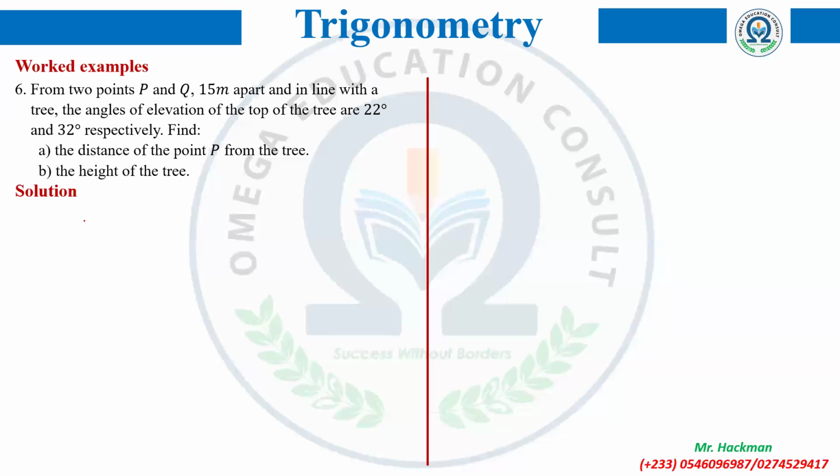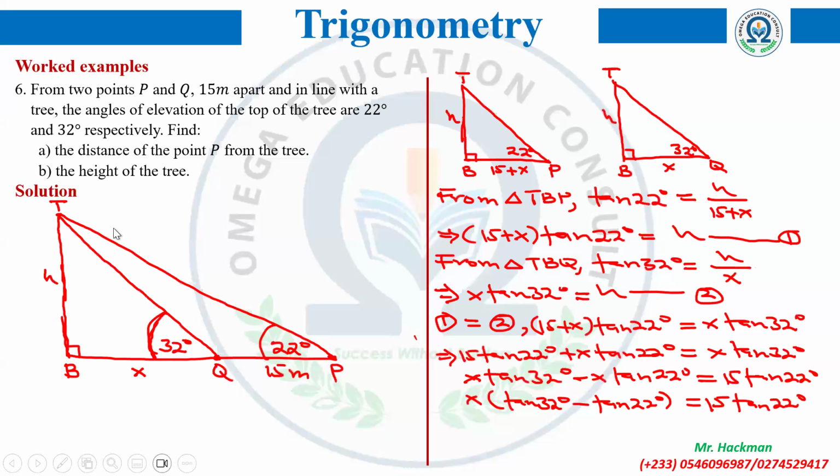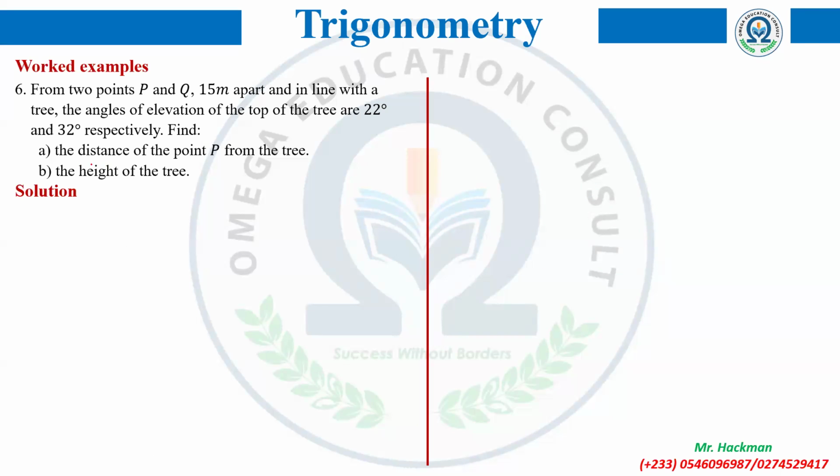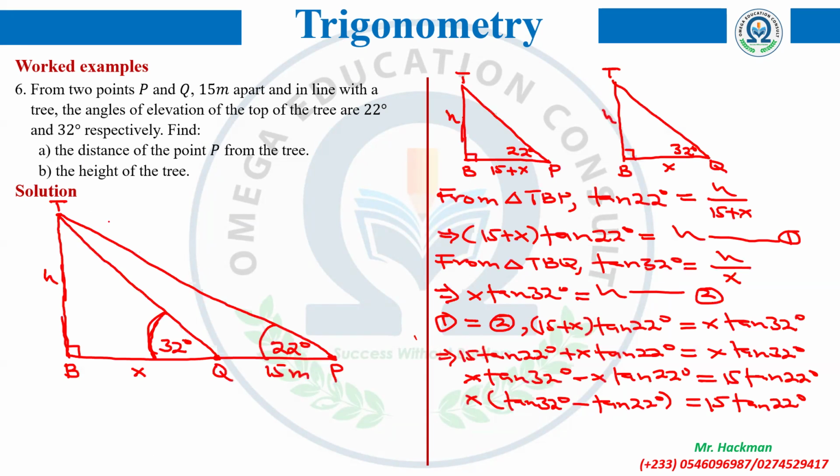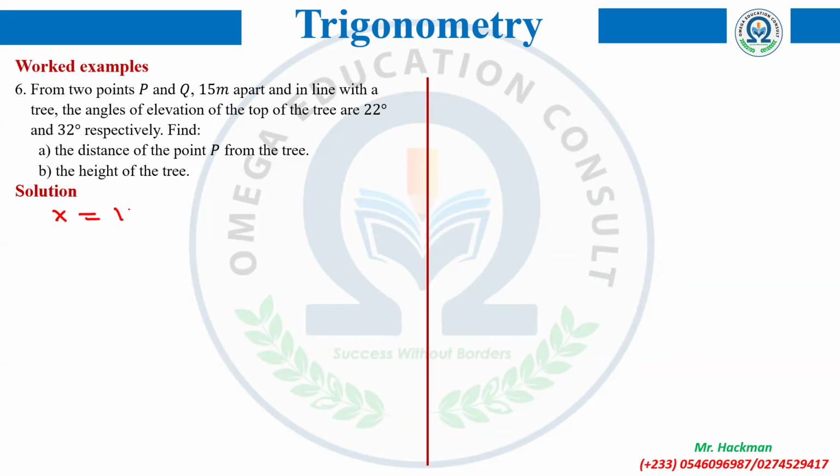So from where we are coming from, we said x will be equal to, you write it and you divide each side by what you have here. So that's going to give us x is equal to, if you go back, you can see that we'll get 15 tan 22 degrees over tan 32 degrees minus tan 22 degrees. So we are going to write that. So 15 tan 32 degrees. Am I right?